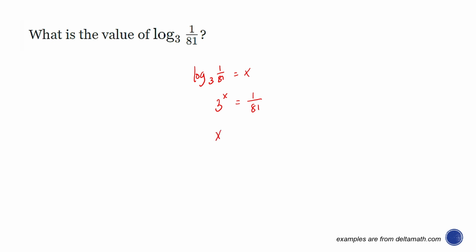So that means this equation is the same as 1 over 3 raised to 4. 3 times 3 times 3 times 3 equals 81. Now, using again one of the laws of exponent, we can express 1 over 3 raised to 4 as 3 raised to negative 4. Right? So therefore, our x equals negative 4. All right, let's go to the next example.